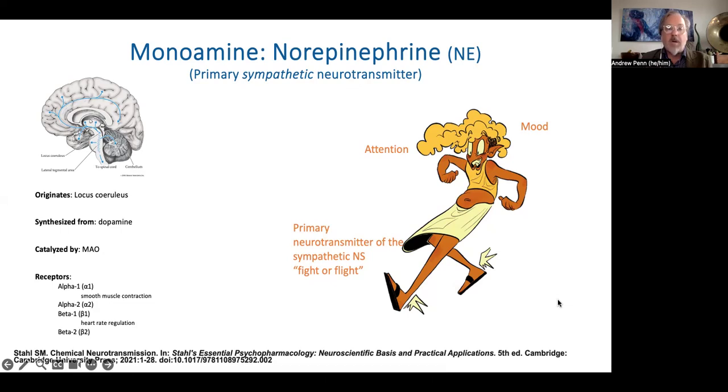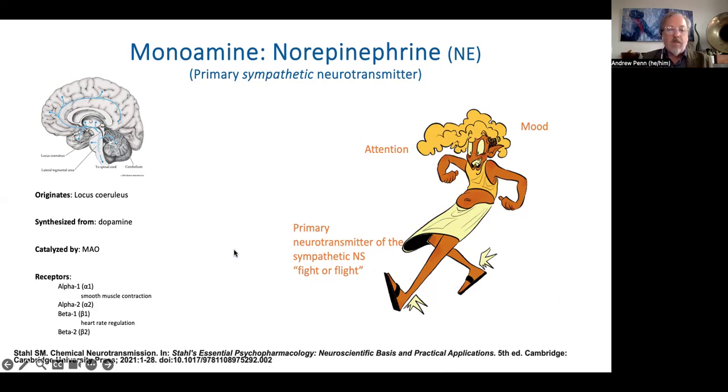As you recall, it is synthesized from dopamine. It is also broken down by MAO. And you may be thinking, I know that term from somewhere. Maybe you're thinking of MAO inhibitors, which were the first antidepressants back in the 1950s, and prevented the breakdown of monoamines. So you can start to see how that would increase the availability of these neurotransmitters at the synapse.